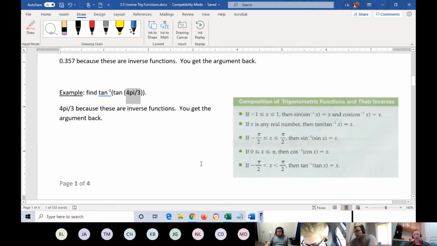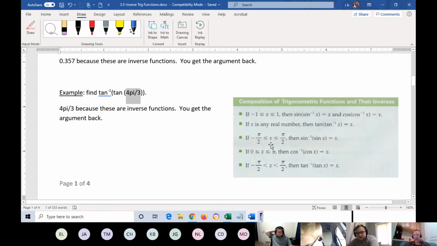When we talk about the composition of trigonometric functions, if x is between negative 1 and 1, then the sine of the inverse sine of x is just x, and that works also with the cosine of the inverse cosine of x. You're just going to get x. Works also with the tangent. If x is any real number, then the tangent of the tangent inverse of x is just x.